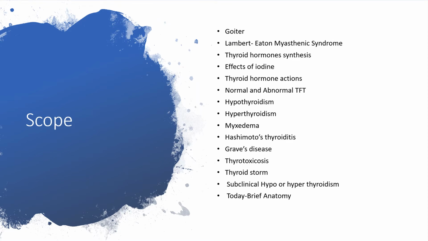The scope will take us through goiter, Lambert-Eaton myasthenic syndrome, thyroid hormone synthesis, effects of iodine in thyroid hormone synthesis, thyroid hormone actions, normal and abnormal thyroid function tests, hypothyroidism, hyperthyroidism, myxedema, Hashimoto's thyroiditis, Graves' disease, thyrotoxicosis, thyroid storm, subclinical hypothyroidism or subclinical hyperthyroidism.